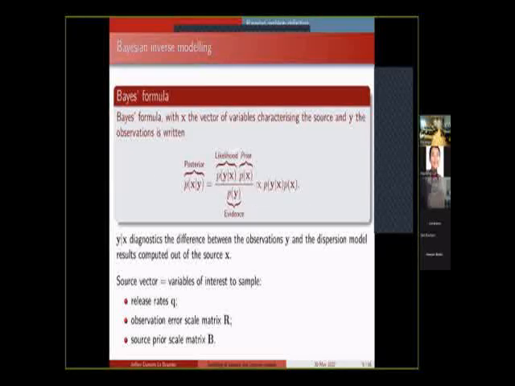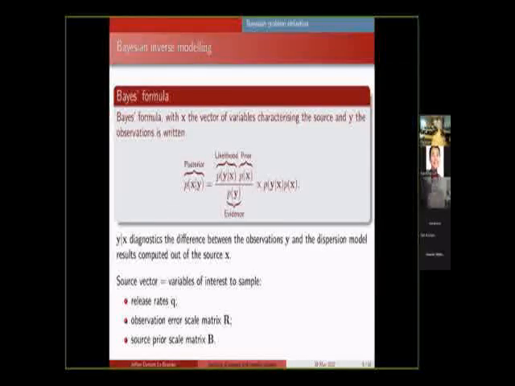Just a note now: we are adding to the source, the variable that we want to reconstruct, the release rates Q, the observation error scale matrix R, which is the scale matrix of the likelihood, and the source prior scale matrix B, which will be the covariance matrix from the prior on the release rates. So now that we have our definition of the distribution that we want to reconstruct, we need to solve two problems. We need to define distributions, and we need to define a sampler to reconstruct this distribution.